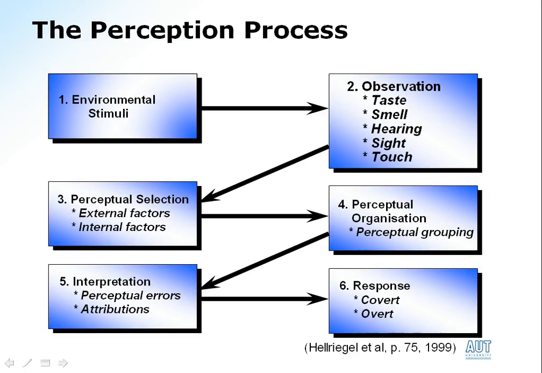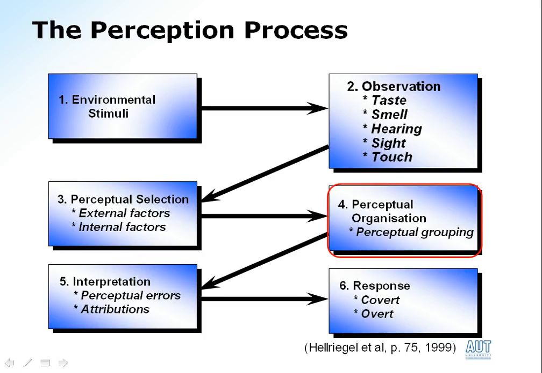We get some kind of environmental stimuli. We then use our observation senses of taste, smell, hearing, sight and touch. Then we make perceptual selection. Perceptual selection is where external factors like size, intensity, contrast, motion, repetition, novelty, familiarity actually impact on how we select what it is we're looking at, and internal factors like personality, learning and motivation.